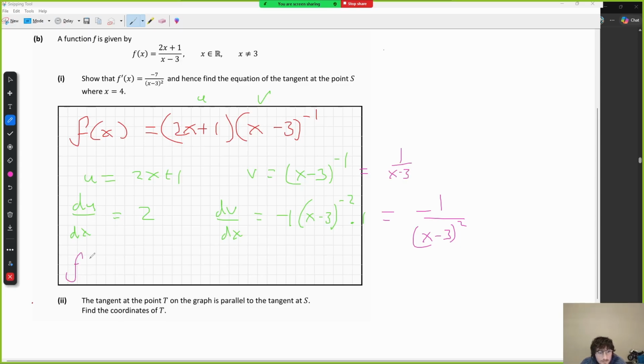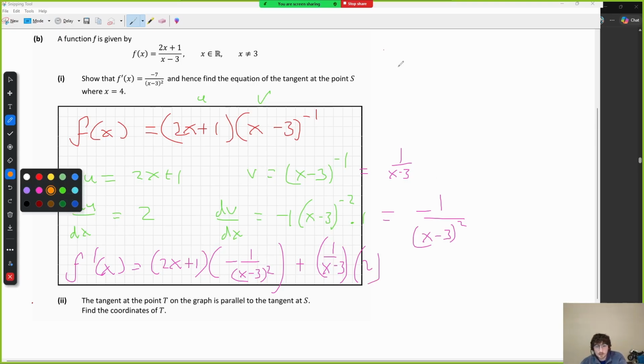So f dash of x, using your product rule formula from your tables book, which goes u times dv dx, which is minus 1 over x minus 3 squared, plus v, which is 1 over x minus 3, times du dx, which is 2. Everyone's used the product rule, I don't need to walk through it. Right, so we could probably tidy that up now.